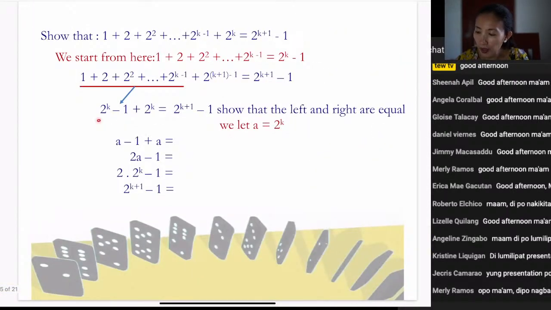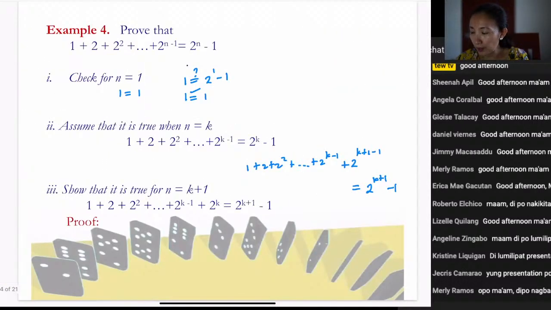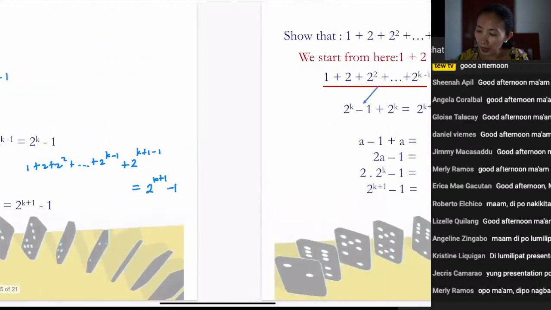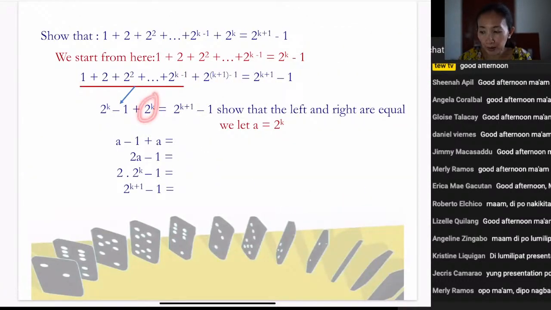Okay? So, 2 raised to k minus 1 plus, what's the next term? Anong sabi natin kanina? The term that follows 2 raised to k minus 1 is 2 raised to k. 2 raised to k. So, ayun, plus 2 raised to k. What should the sum be? The sum should be of the form 2 raised to n. However, n is now k plus 1. Kaya 2 raised to k plus 1 minus 1. Okay? Now, we have to show that the left and the right are equal.